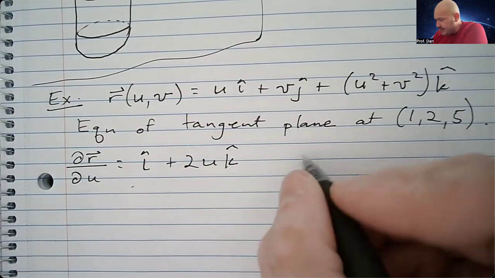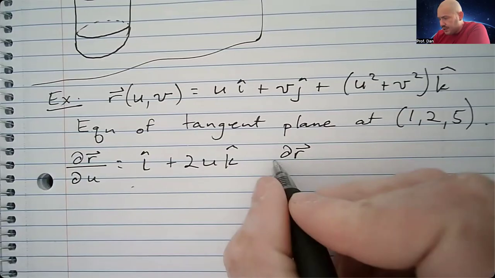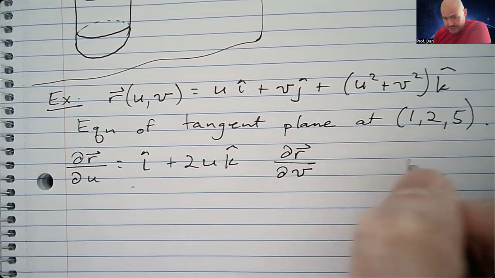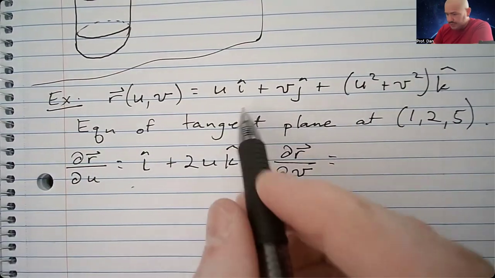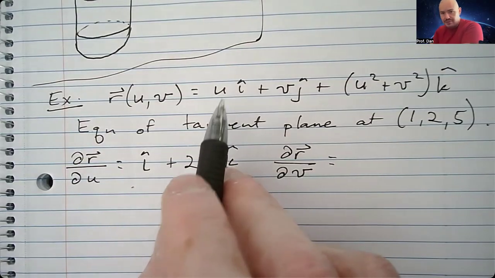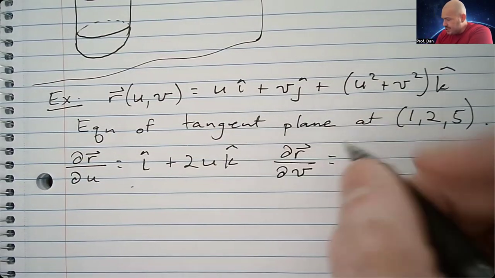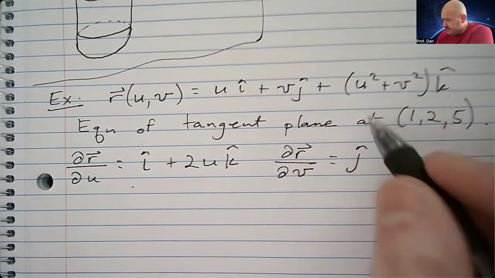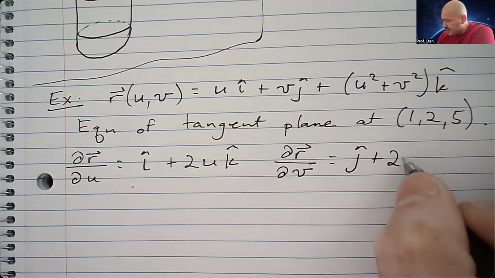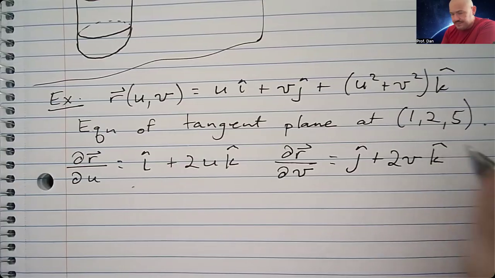If I were to write the partial derivative of r with respect to my other parameter v, we would not have an i component. Derivative of u with respect to v would be 0. The j component would just be 1j. And then the k component, we would get 2vk.